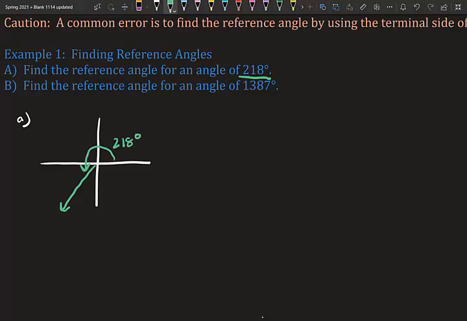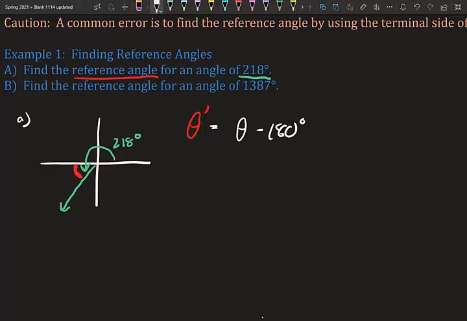218 degrees. So to find the reference angle, what we're finding is what is this right here? What is that degree between that ray and the x-axis? So we're trying to find the reference angle. Reference angle is theta prime. So the reference angle for this one is going to be theta minus 180 degrees.